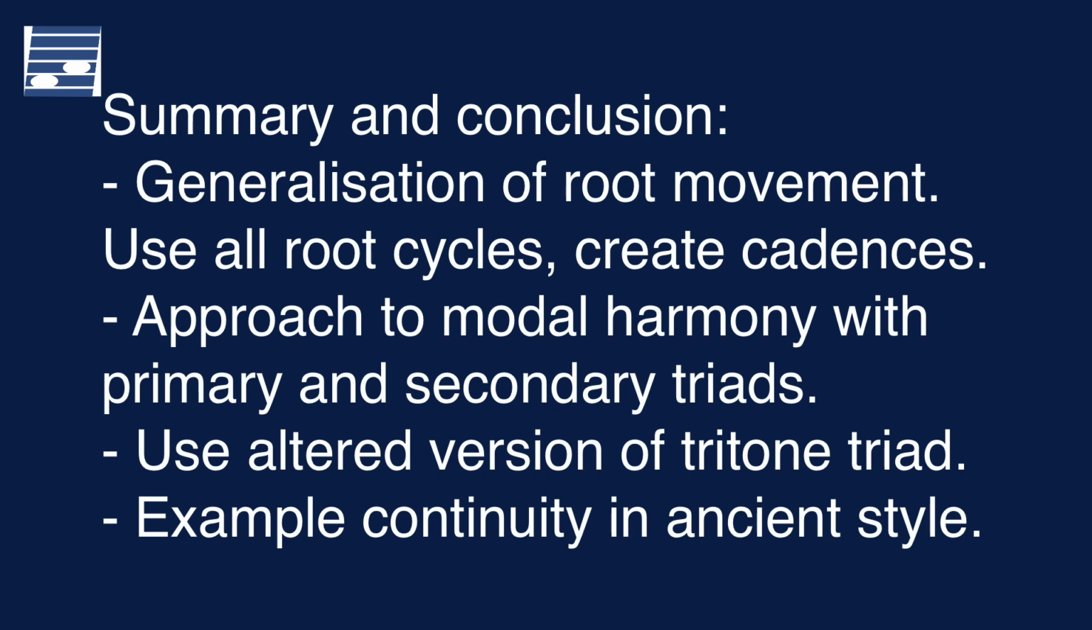So, combining the approaches to modal harmony from both the Persichetti and Schillinger books, we have seen the generalization of root movement using all 6 root cycles. This creates controlled chord progressions and harmonic cadences. The classification of modal triads as primary or secondary provides a mechanism to stress the characteristic scale steps of each major or minor mode. We saw the handling of the problematic diminished triad through a local modification and pitch alteration. This elegant set of tools enables us to write a musical continuity in a quasi-ancient style.